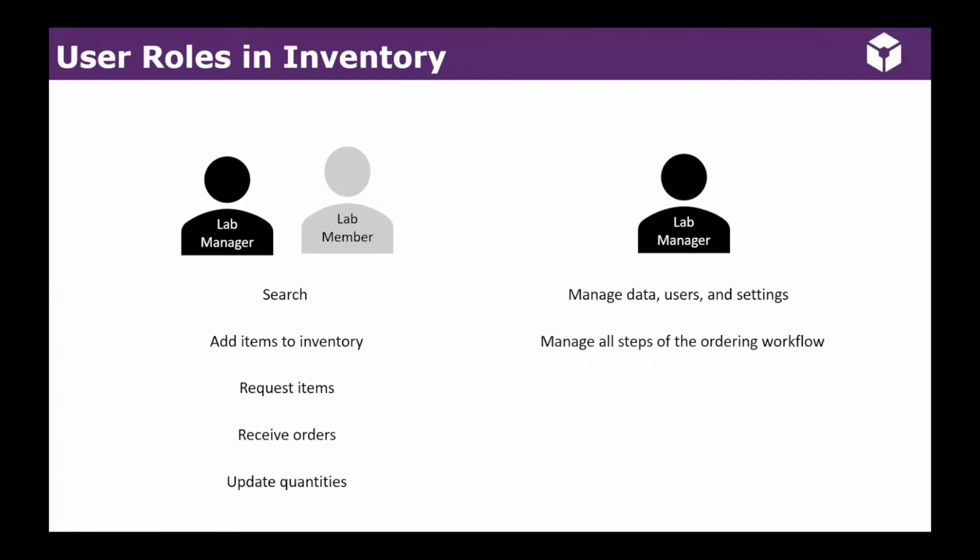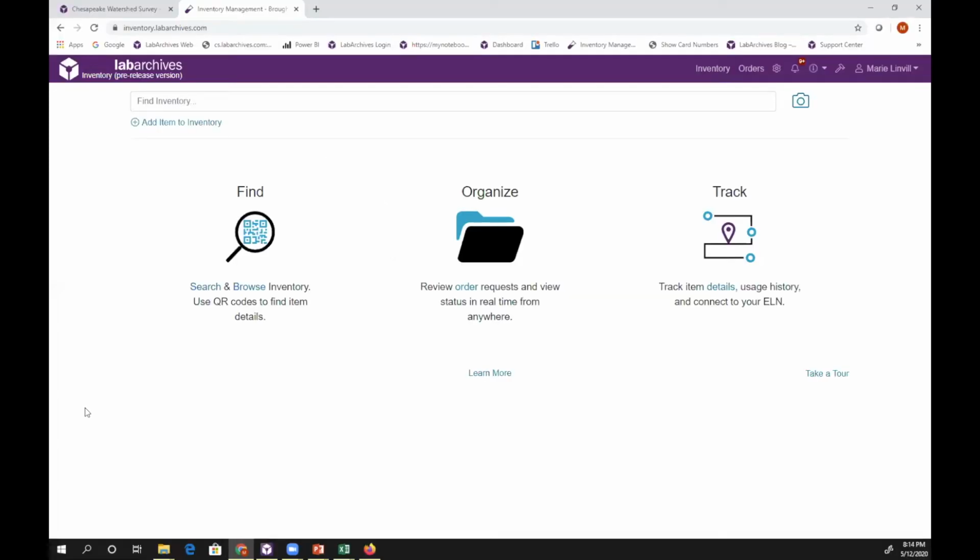Let's take a look at inventory itself. There are three main components in inventory: the inventory page, where you can search, view, and add inventory items; the orders page, where you can request items and view the status of inventory items that have been requested; and the lab management tool. Note that only users with the role of lab manager can access the lab management tool.